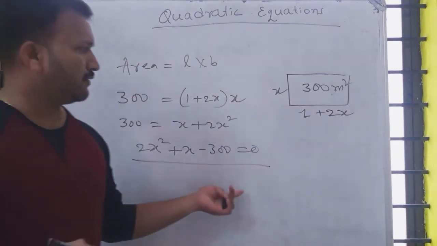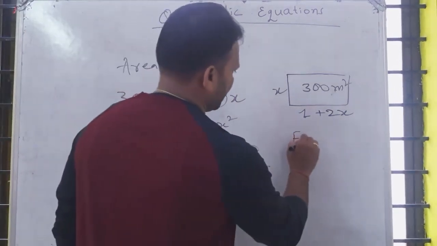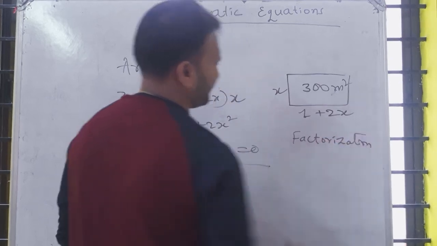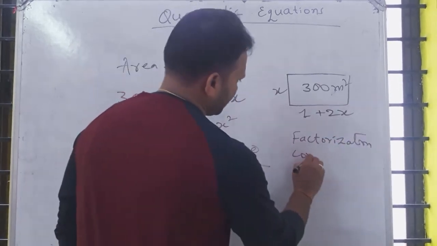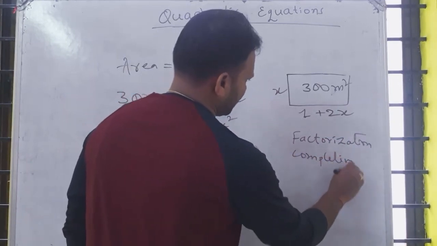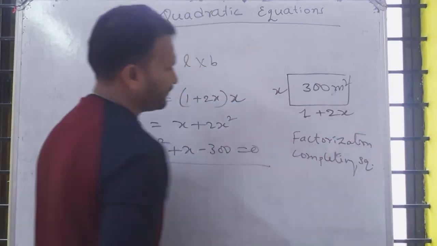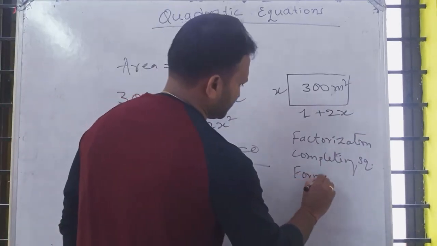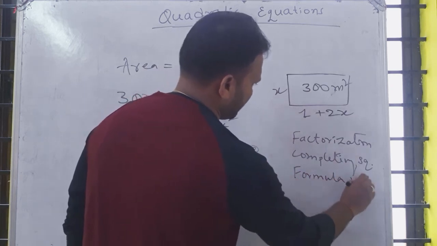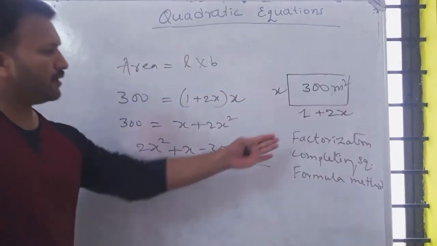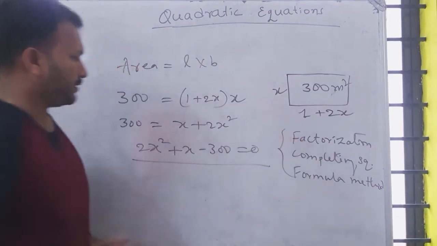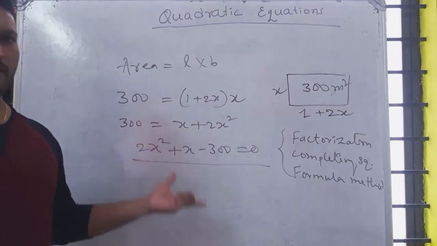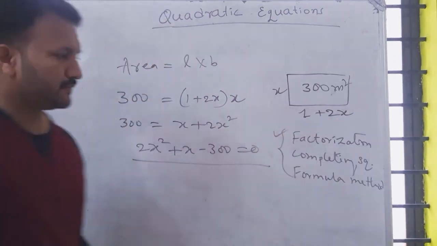The factorization method, the completing square method, and the formula method. Any one of these can be used to get the length and breadth of this area. So let us take the factorization method.